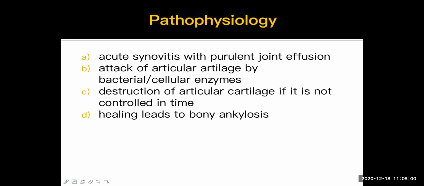Now, in the beginning, there is acute synovitis with purulent joint effusion. So this is acute infection of the synovial membrane. Along with that, there is exudation first, and that exudation will turn into pus.